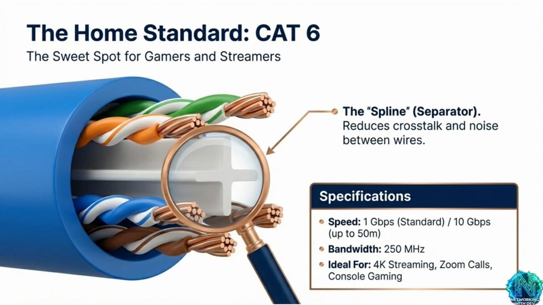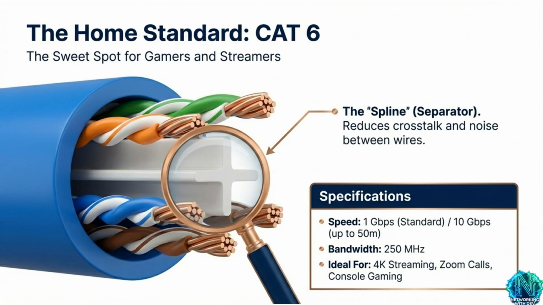Now we're entering what I like to call the sweet spot for modern networking, Category 6 cabling. If you look at the cross-section on the slide, you'll see a major physical upgrade. That plastic core in the middle is called the spline, or separator. Its job is simple but critical. It keeps the wire pairs separated to drastically reduce crosstalk and electrical noise. This physical change allows for much higher performance.